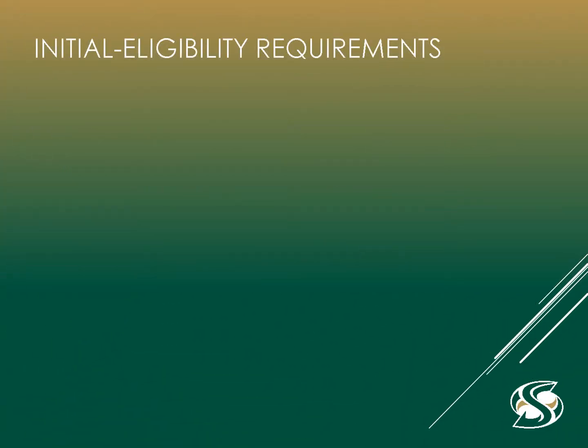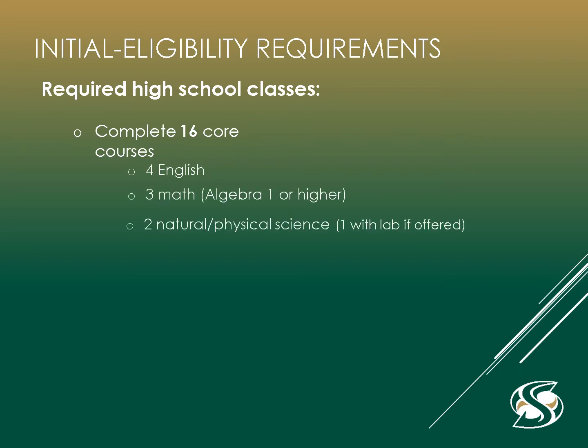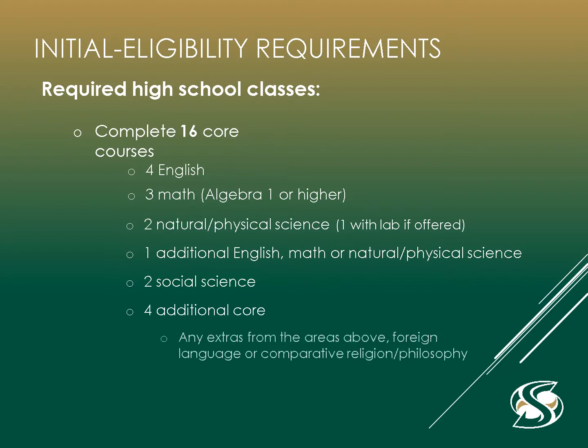In order to become a student athlete, you need to complete required high school classes, including 16 core courses: 4 in English, 3 in math for Algebra 1 or higher, 2 natural or physical sciences, including 1 with a lab if your high school offers it, 1 additional English, math, or natural or physical science, 2 social sciences, and 4 additional core either in the areas listed above, foreign language, or comparative religion and philosophy.